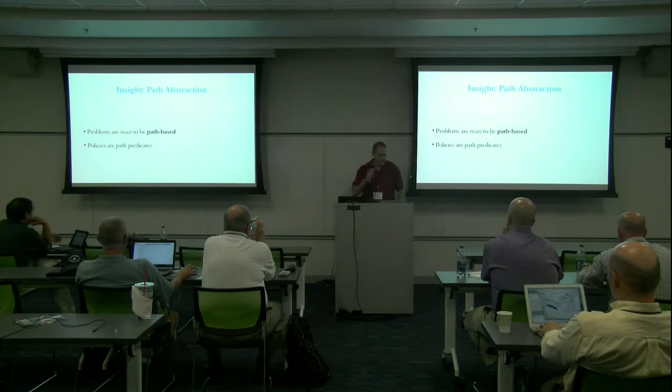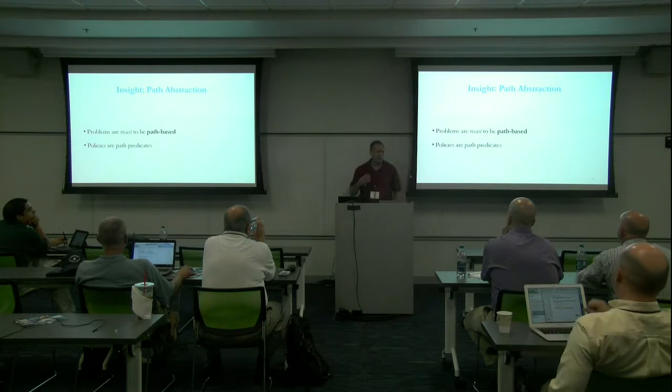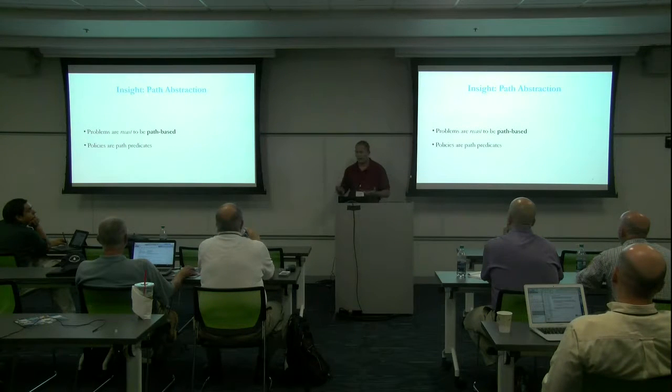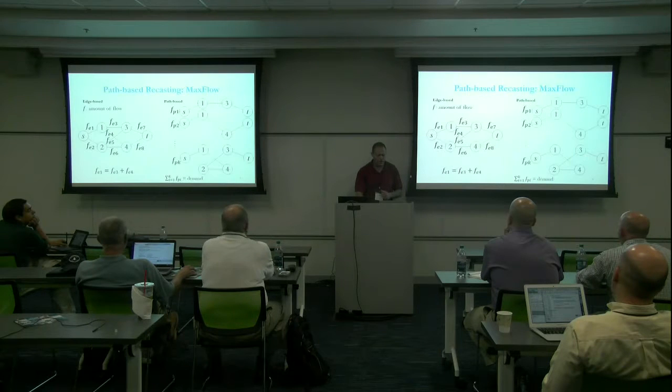Okay, so the insight that we leveraged in building SOL was to use a path-based abstraction for allowing the application writer to write down what their policies and goals were. Let me walk you through how that works by looking at your classic max flow task, from your algorithms class back in grad school or undergrad days. Max flow is where you have some sources and sinks and you want to push as much flow as possible through your network. Your edges have capacities and so forth.